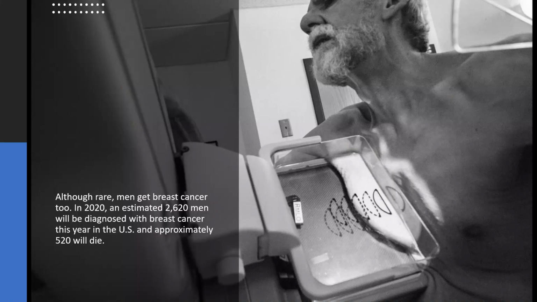Although rare, men also get breast cancer. In 2020, an estimated 2,620 men will be diagnosed with breast cancer this year, and approximately 520 of those will die. There is a challenge in being able to do male mammography.